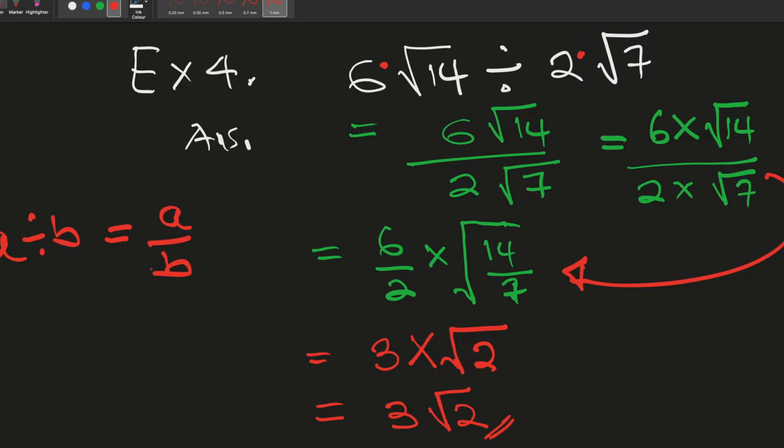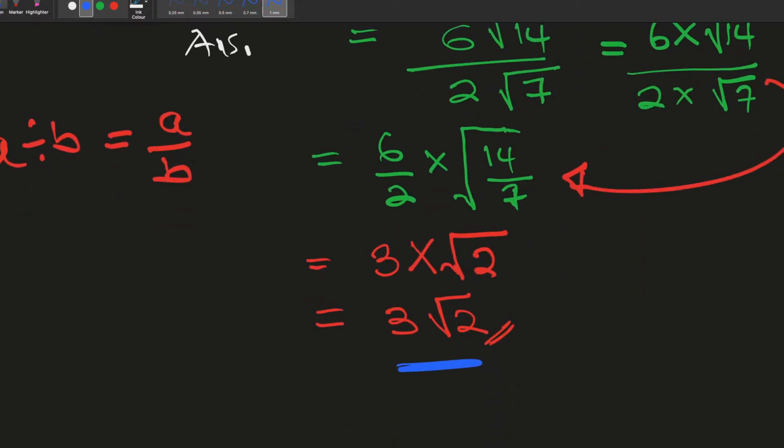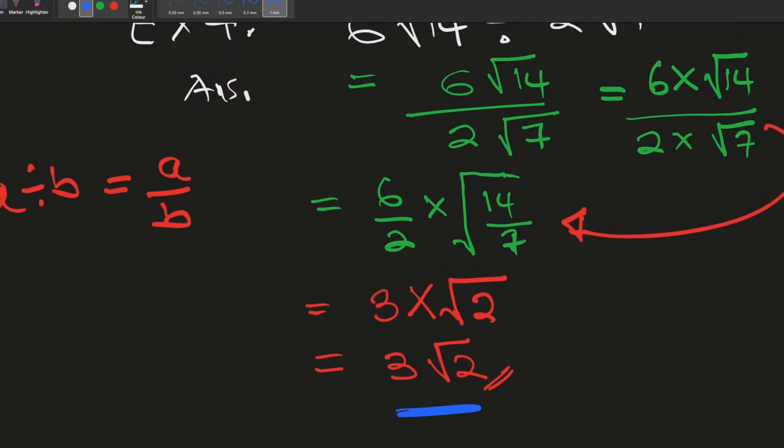So we know 6√14 is dividing 2√7, and we can write it this way because 6 is multiplying √14 and 2 is multiplying √7. So grouping them together, we say 6 divided by 2 times the surd of 14 over 7. And we know 2 will go into 6 three times, and 7 goes into 14 two times. So that means 3 times √2, which can be written as 3 root 2. Okay, 3 root 2. Alright?